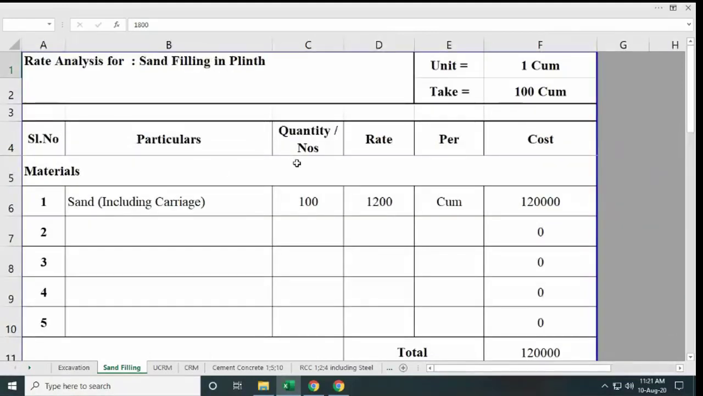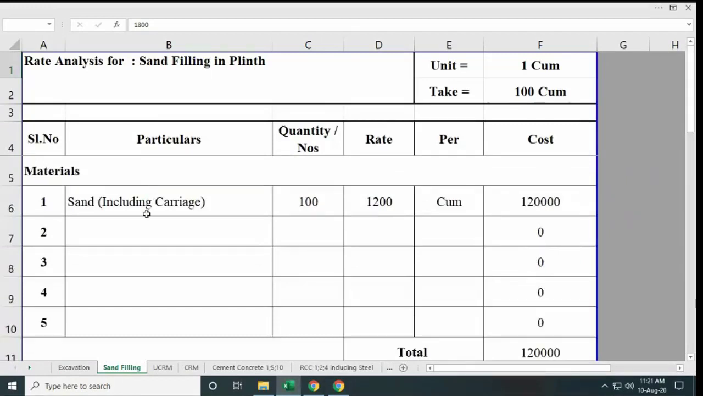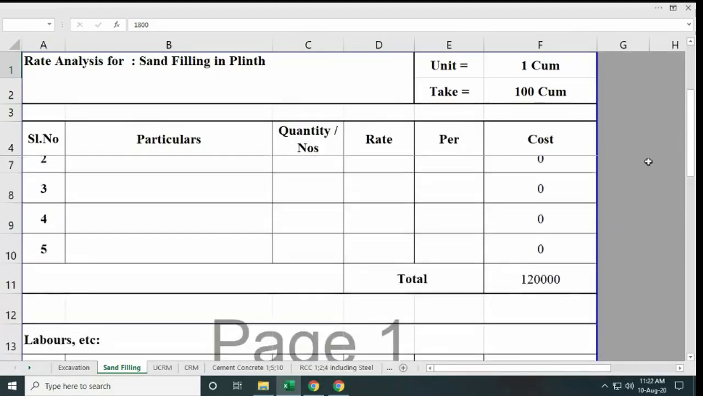So if you are going to do sand filling in plinth, the unit is 1 cubic meter. We are going to take 100 cubic meters. So for that, the sand quantity, including transportation, carriage and everything, how much we require, we are doing this calculation for 100 cubic meters. Rate is 1200 rupees per cubic meter. It will be 1,20,000 rupees. So that is the material.